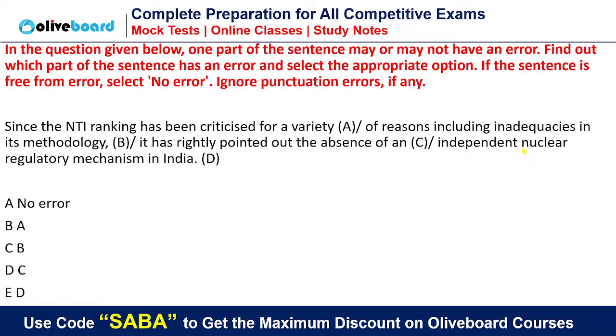Tell me the correction also. Read the sentence carefully and I want to know the exact correction. A means you are saying part A or no error. Read the sentence carefully.